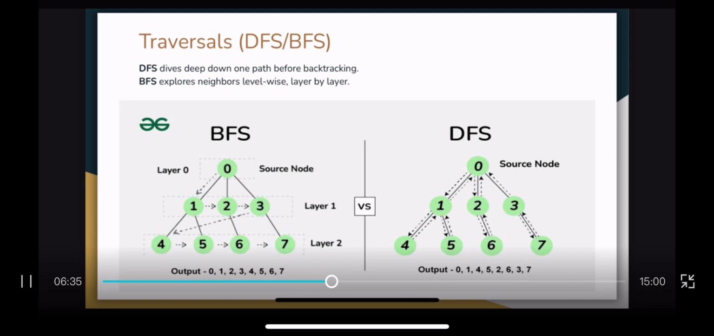Whereas in breadth first search, which I like to call the BFS, the algorithm explores the neighbors level-wise, layer by layer. It's like dropping a pebble in a pond and watching the ripples expand outwards. So you first explore layer by layer of the neighbors.